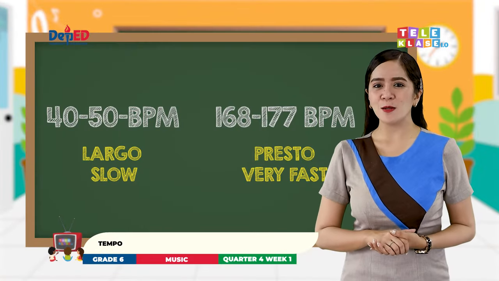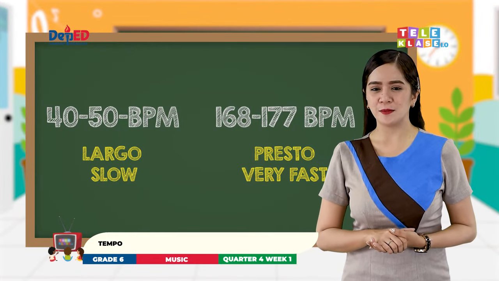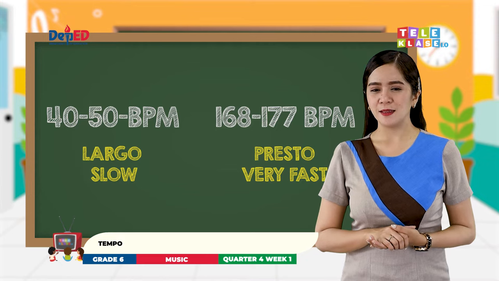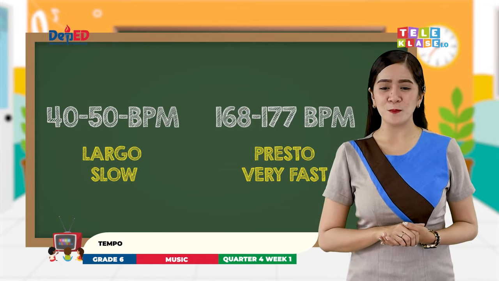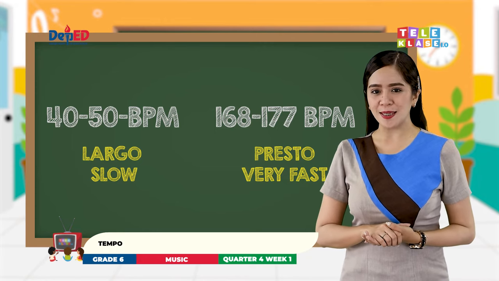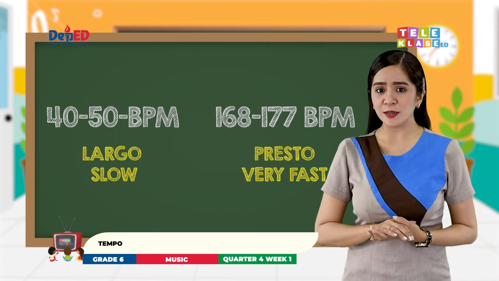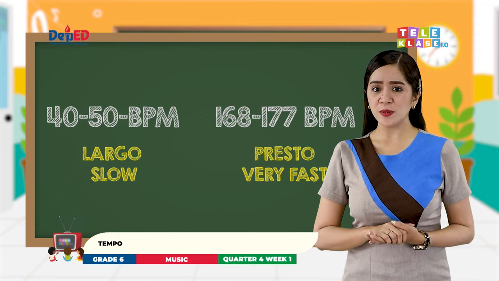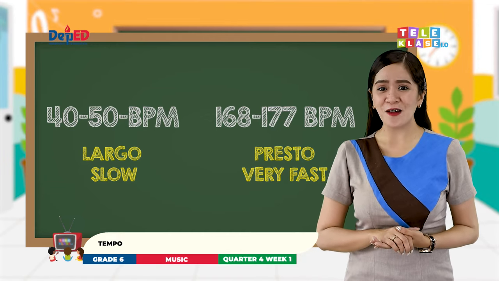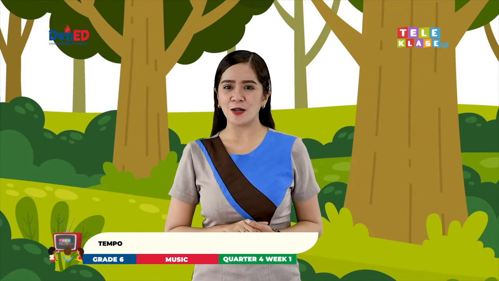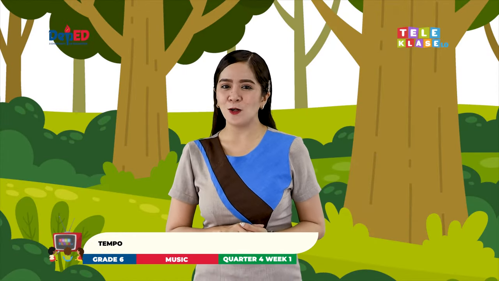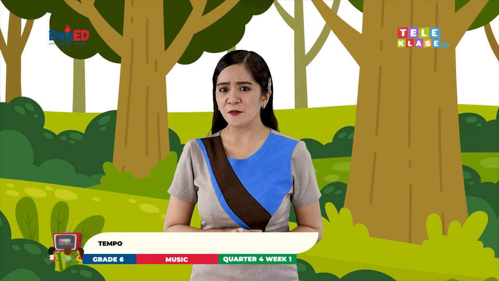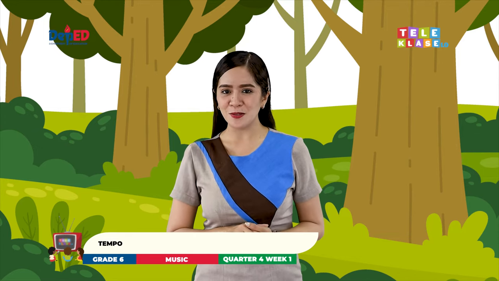The tempo can have almost any amount of beats per minute. The lower the number of beats per minute, the slower the tempo will feel. Inversely, the higher the number of beats per minute, the faster the tempo will be. They may range from very slow, moderate, or fast. A sad song is usually slow, while a happy song is fast. Tempo is found in our everyday life. It can also be seen in the movements of animals and insects. Isn't tempo very interesting? Now, watch this.